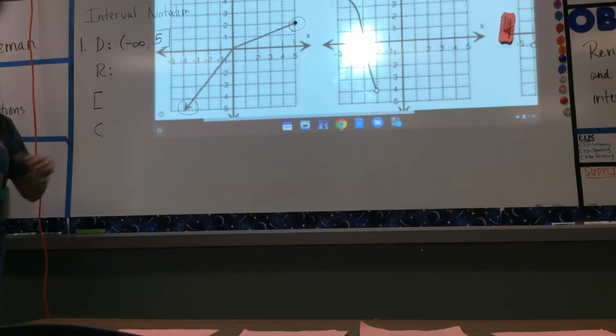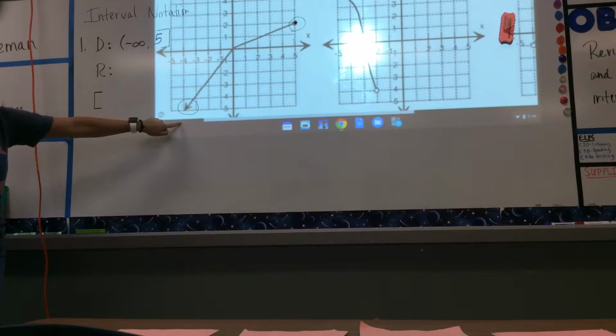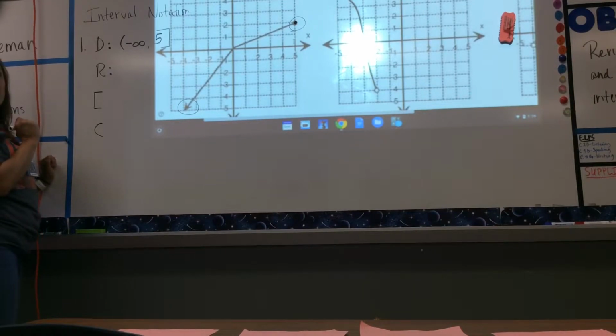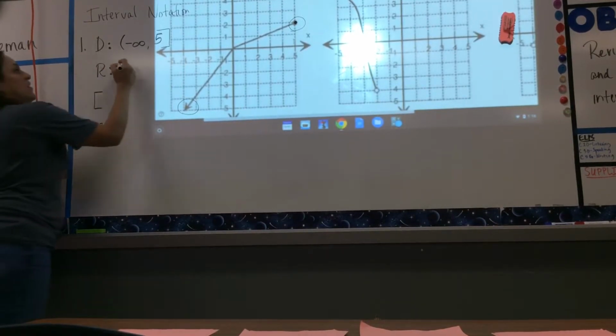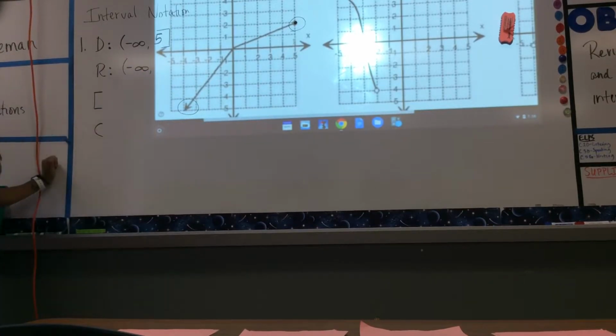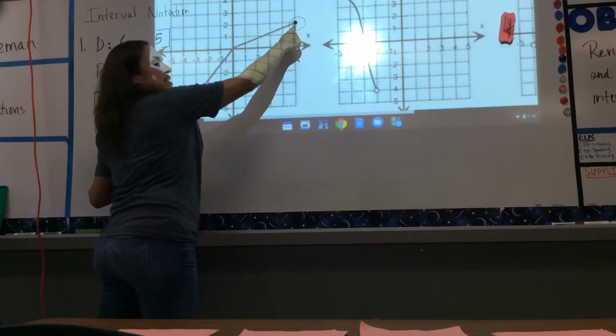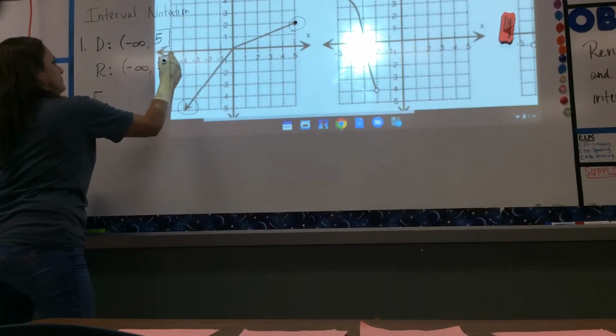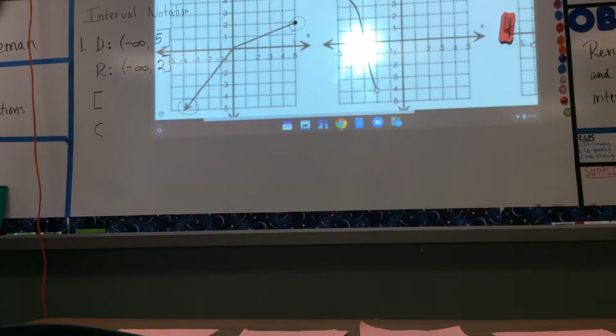Okay, range. What is the lowest that this is going to go? Negative infinity. Okay? Brackets or parentheses? Parentheses, you can never touch infinity. Okay, so it's parentheses, negative infinity. What's the highest it's going to go? 2. It's going to go to 2, and does it touch it? Yes, so what am I going to use? Bracket. Okay, and that's interval notation.